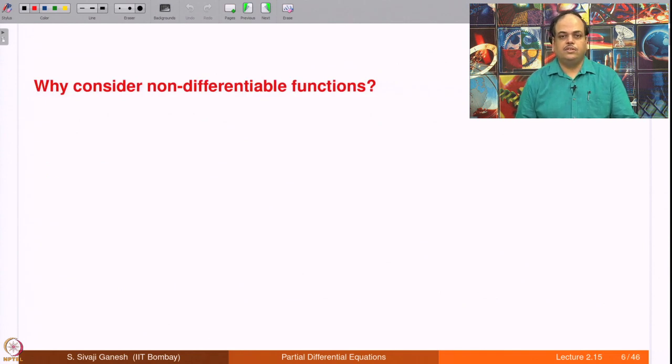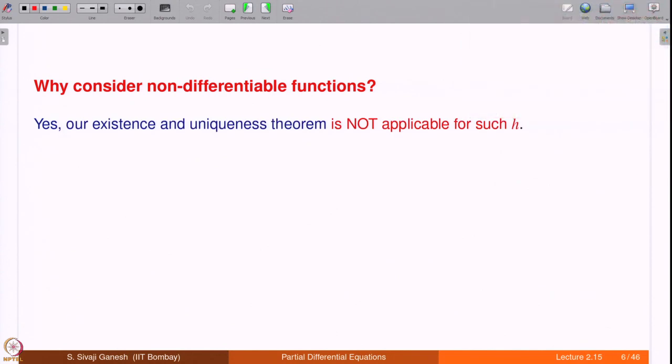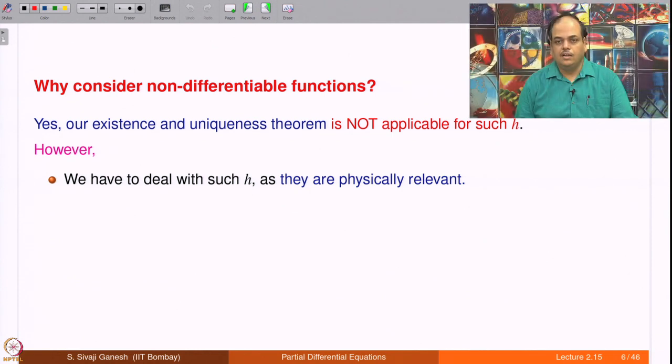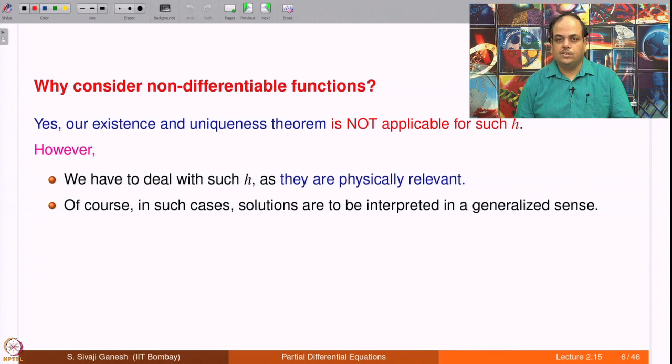Of course, you may ask this question, why consider non-differentiable functions? Yes, our existence and uniqueness theorem is not applicable for such an h. However, we have to deal with such h, as they are physically relevant. We cannot always say that my theorem allows only smooth functions as the data, and I will work with only that. No, it is also important to study such functions h. Of course, in such cases, solutions need to be interpreted differently, not the way that we have been talking about.